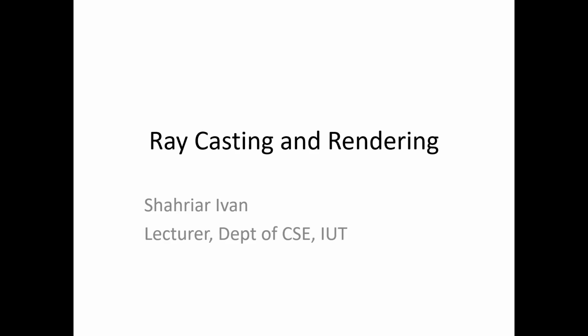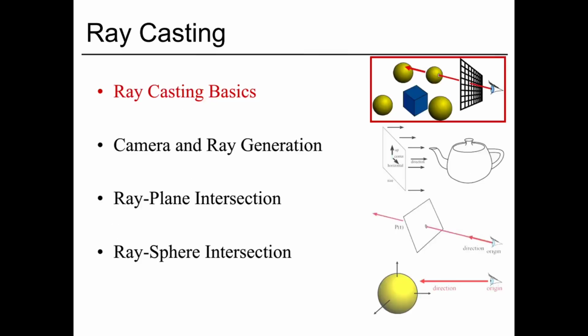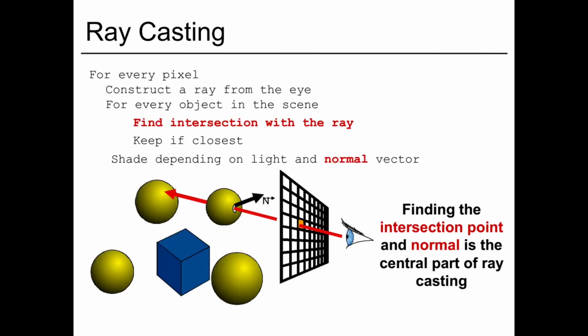Welcome to the third online lecture of CSE 4551 Computer Graphics and Multimedia. This is part 2 of the topic we were covering in the previous lecture, that is ray casting and rendering. In part 1 of this lecture, we had finished up to cameras and we had seen some differences between orthographic and perspective projection.